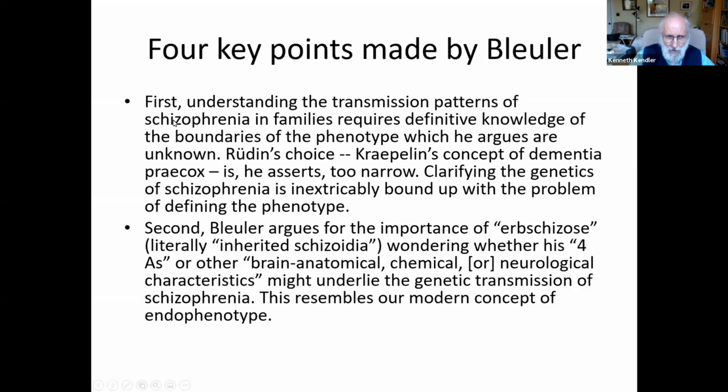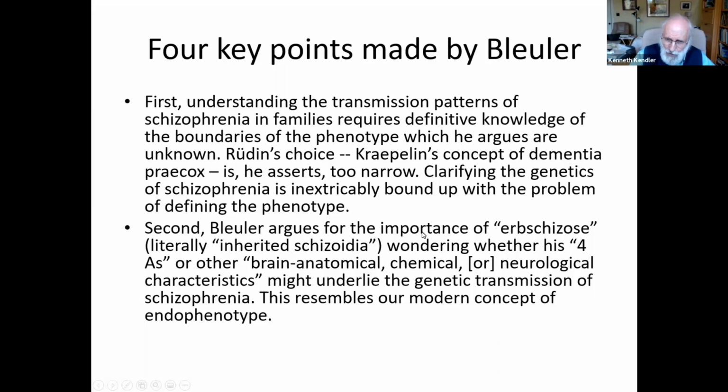First, Bleuler argued that understanding the transmission patterns of schizophrenia in families requires definitive knowledge of the boundaries of the phenotype, and he argues that those remain unknown. Bleuler strongly suggests that Rudin's choice, which was Kraepelin's concept of dementia praecox, was far too narrow. As we know, Bleuler was interested in such broader concepts as latent schizophrenia. What Bleuler argued was that clarifying the genetics of schizophrenia is inextricably bound up with the problem of defining the phenotype. You can't do one without the other.